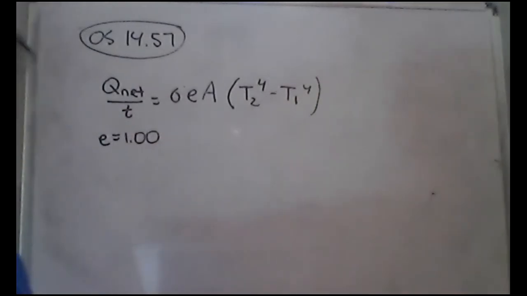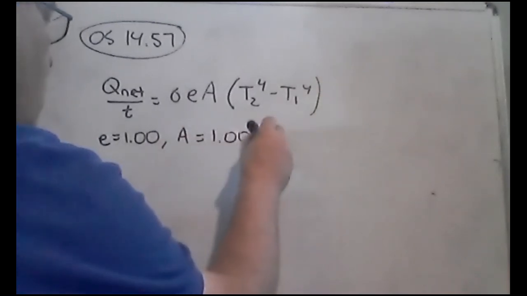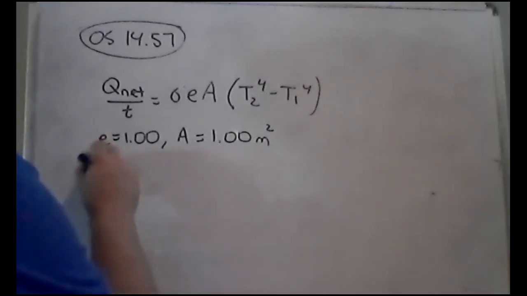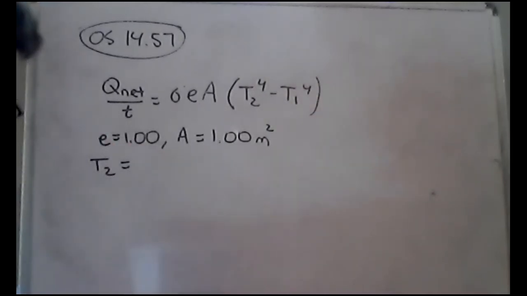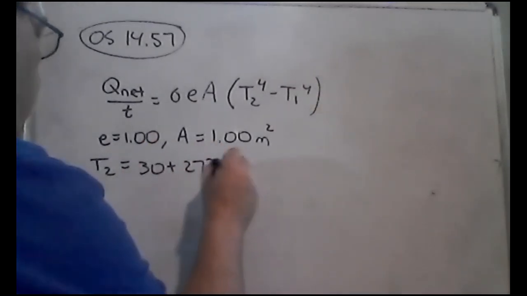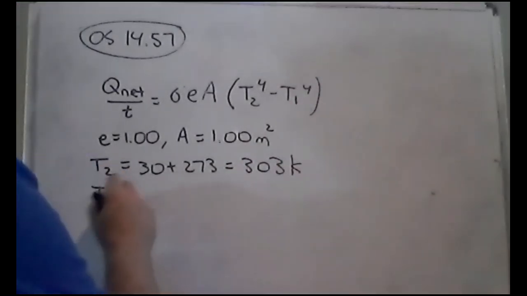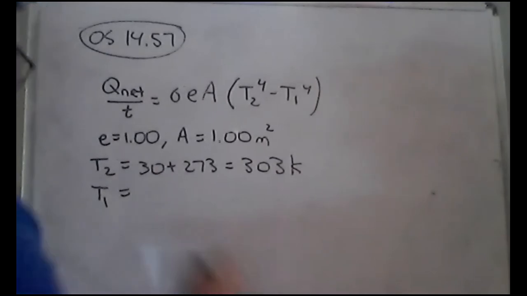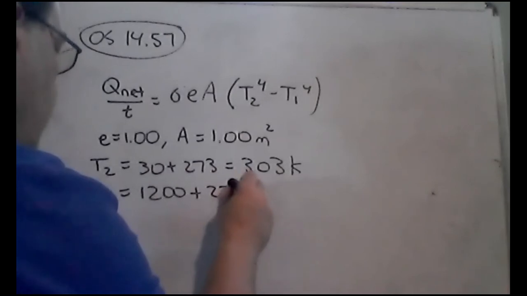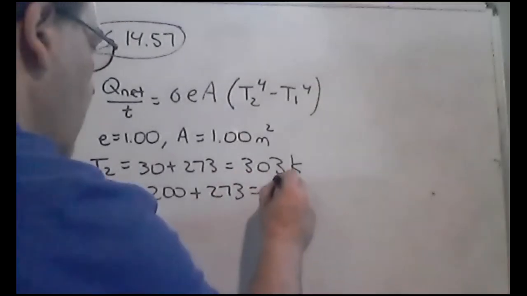Okay. E is 1.00 as advertised. That's the emissivity. We're looking at 1 meter squared of lava, so A is also 1.00 meters squared. And T2, again, that is your surroundings. That's 30 Celsius plus 273 is 303 Kelvin. T1, we're told, is 1200 degrees Celsius, very hot. But again, you had to add 273 to get it into Kelvin. So that's going to be 1473 Kelvin.